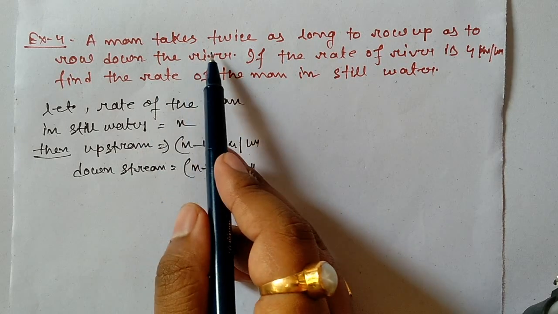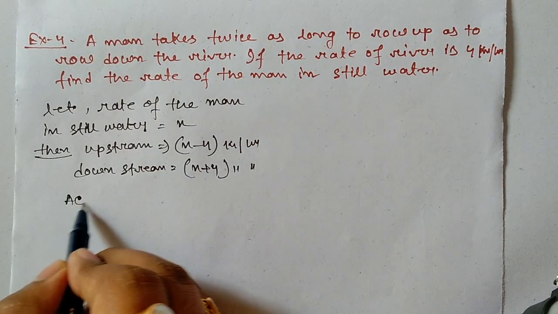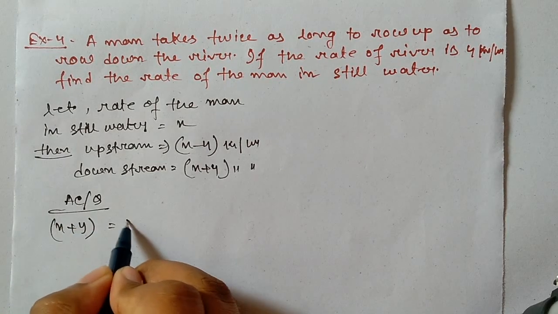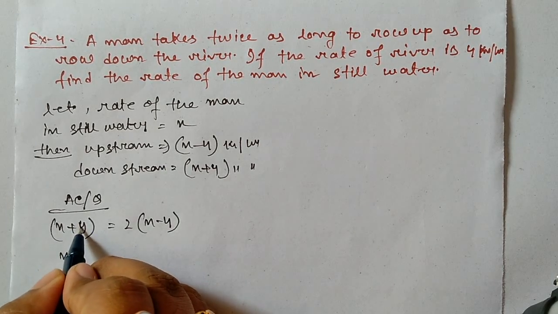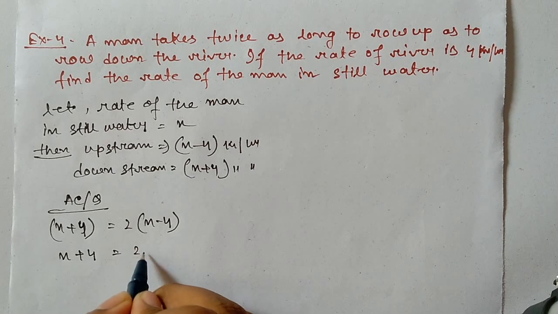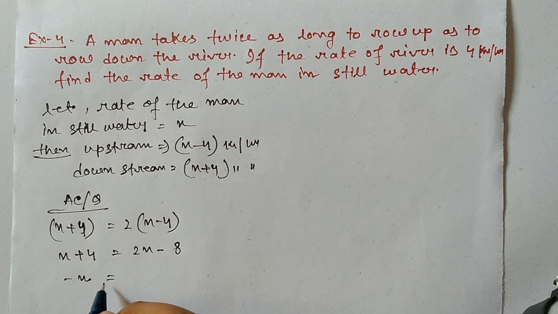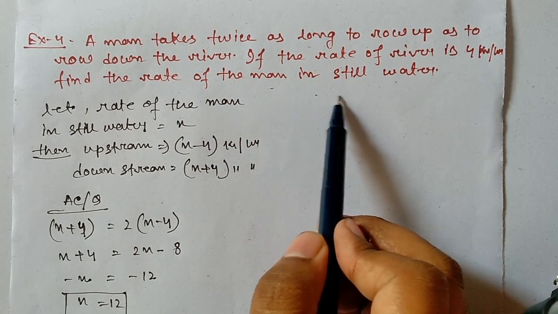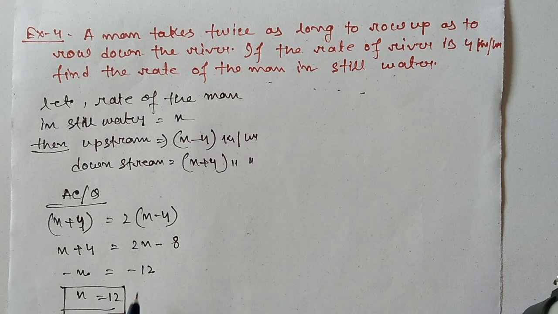Now it says the man takes twice as long to row up as to row down the river. So according to the question, x plus 4 is equal to 2 into x minus 4. So x plus 4 is equal to 2x minus 8, which means minus x is equal to minus 12, that is x gives us 12. So we have the answer: the rate of the man in still water is 12 km per hour.